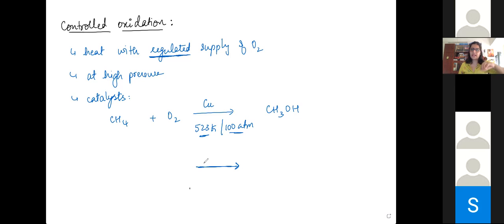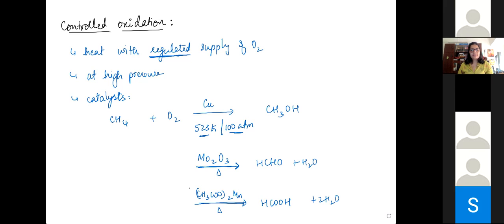Make it go slightly more oxidized. Use molybdenum oxide with heat. You end up getting formaldehyde. Okay. And if I use an extremely strong oxidizing agent, something like manganese acetate, and heat it with a little bit of that, I end up getting methanoic acid.